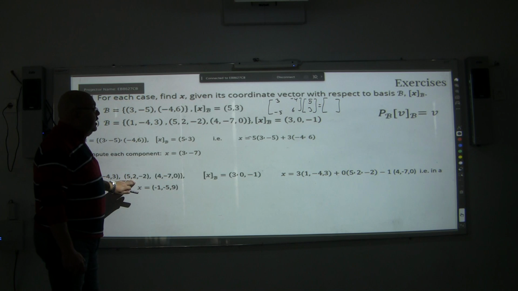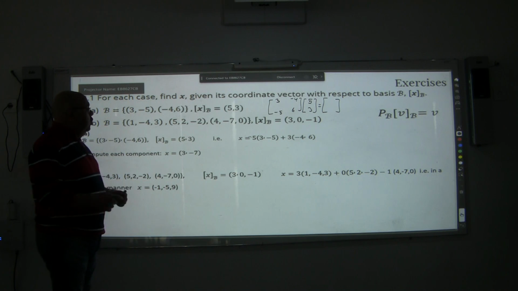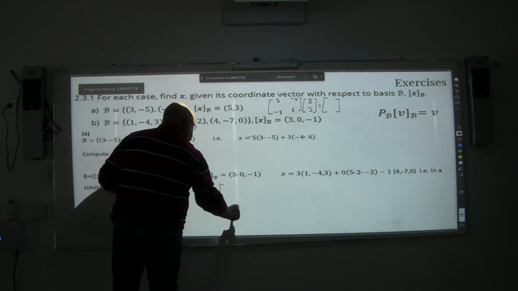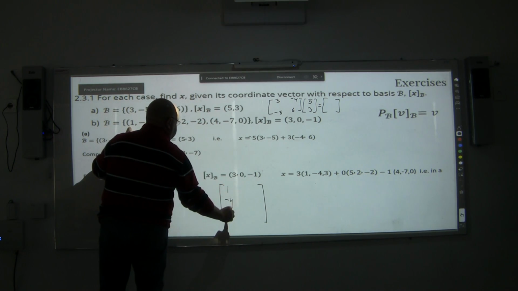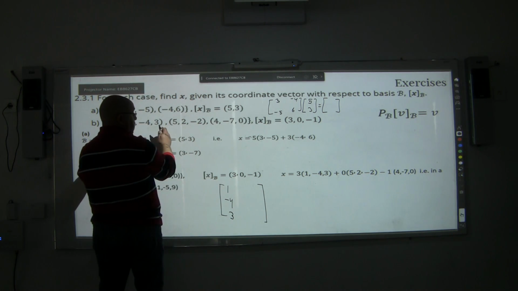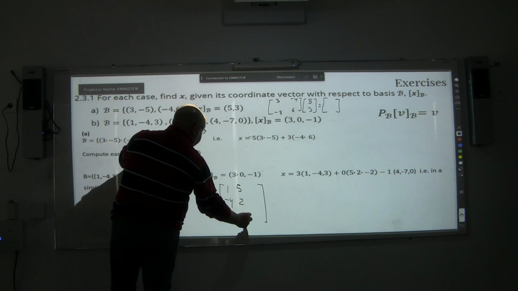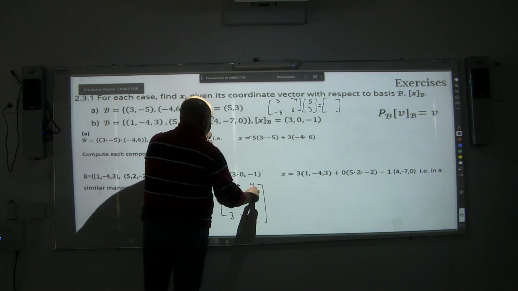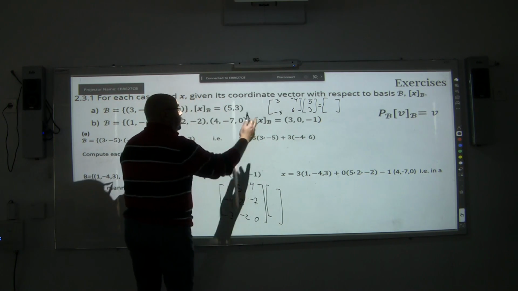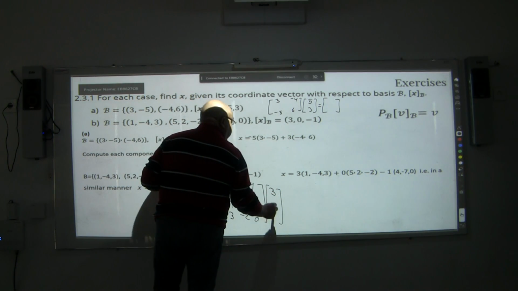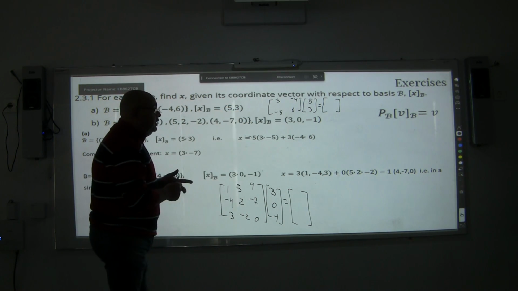And I can do the same for number B, either by doing exactly the same or by forming a matrix, as we talked about previously: writing the first vector as the first column, the second vector, which is 5, 2, and -2 as the second column, and the third one, which is 4, -7, and 0, and then multiplying it by the coordinates, which are simply 3, 1, 3, 0, and -1, and you will be able to get your x, which is the new vector.